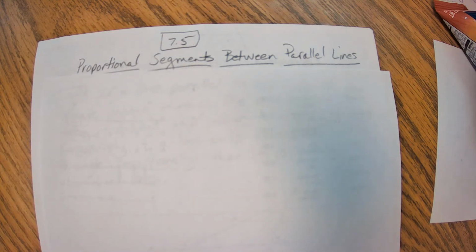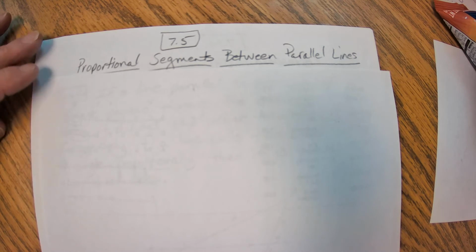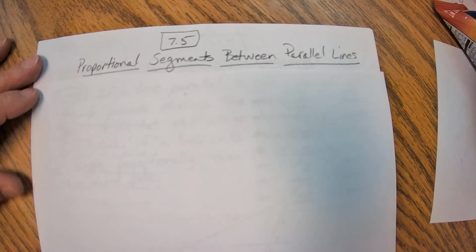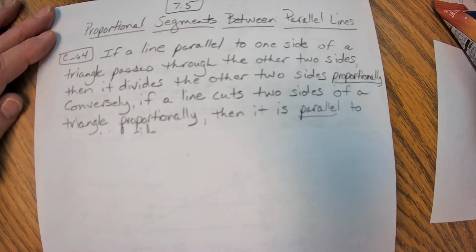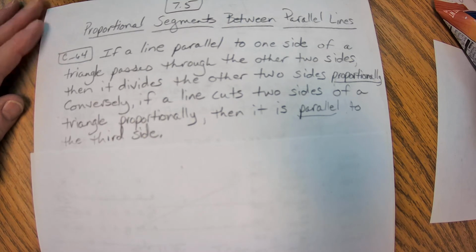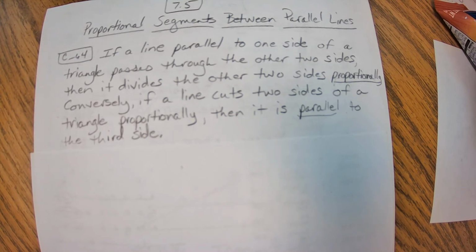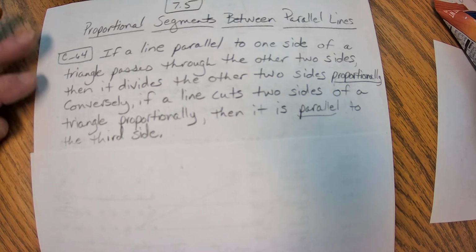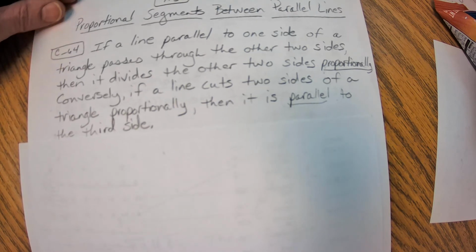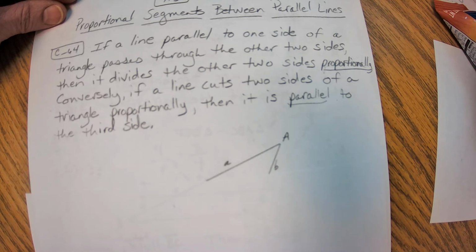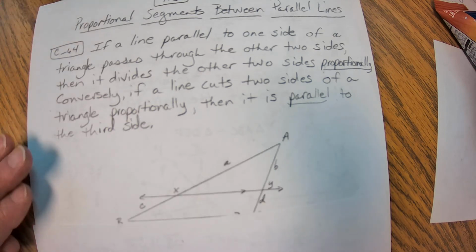Okay, this is the last section in Chapter 7, Geometry, and we'll be talking about proportional segments between parallel lines. So, C64 tells us that if a line parallel to one side of a triangle passes through the other two sides, then it divides the other two sides proportionally. And conversely, if a line cuts two sides of a triangle proportionally, then it is parallel to the third side.